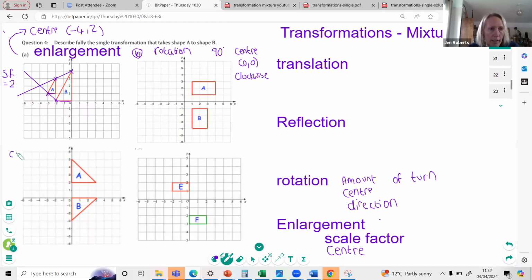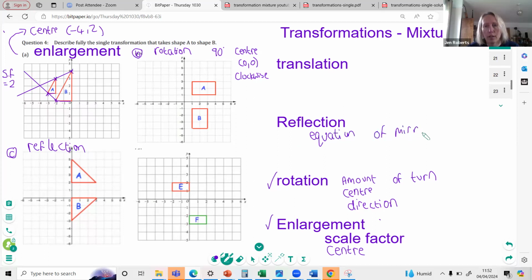Okay, what about part C? You've done our enlargement, you've done your rotation. This one is a reflection or translation. Well, this is flipped, so this is actually a reflection. So we need to write somewhere reflection. We only need one bit of information for our reflection, and it's the equation of the mirror line.